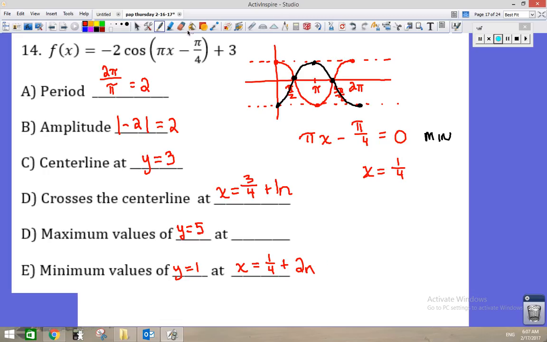Now, let's come over and find where the max occurs. Now normally it'd be at 0, but because of this reflection, it's now at pi. So if we add pi over 4 to each side, we'll solve for x here. We'll have 5 pi over 4. Divide both sides by pi, and we'll have 5 over 4.